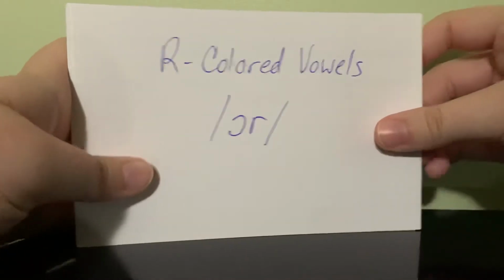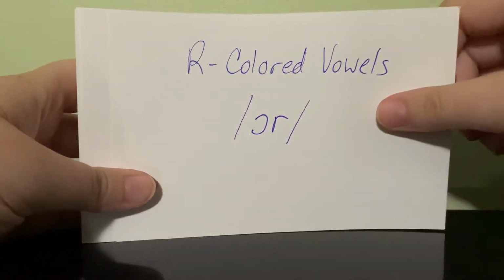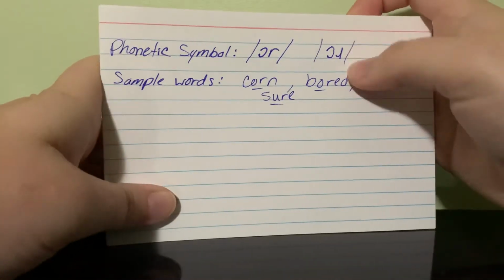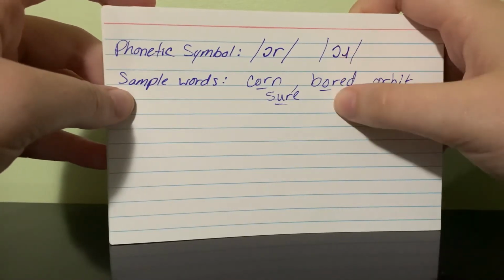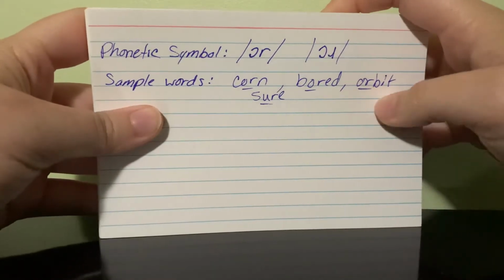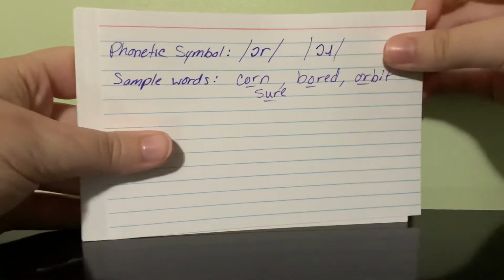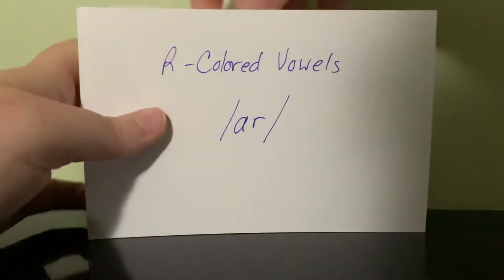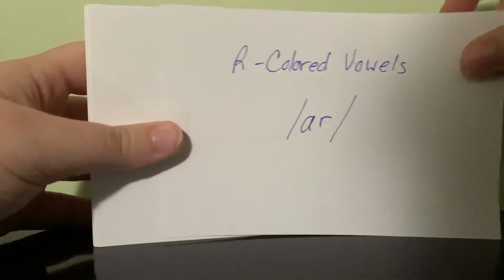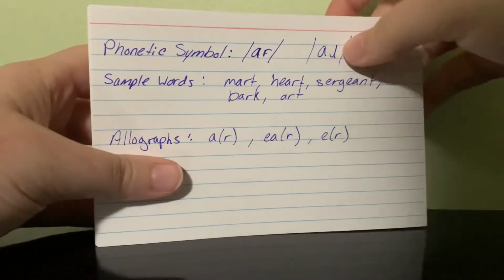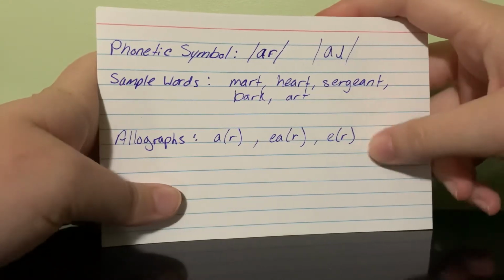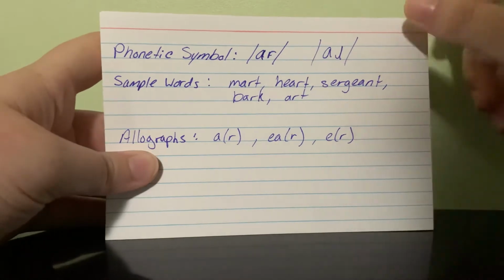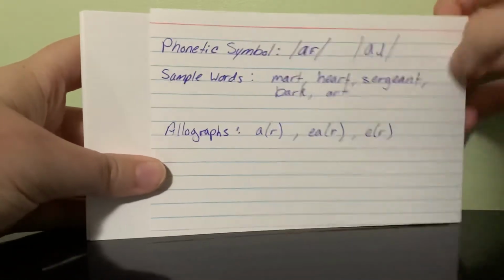Now the R colored vowels, which for this one, it's the open O and then the R, which is upside down. I had written that wrong. That's the phonetic symbol for it. The R is upside down and the open O before it. And that's in words such as corn, board, orbit, shore. It's that or sound in words. Next R colored vowel looks like script A and then an R, which again is an upside down R. Sample words are like mart, heart, bark, art, all making that R sound. And then the allographs listed here at the bottom as to what it could show up as.